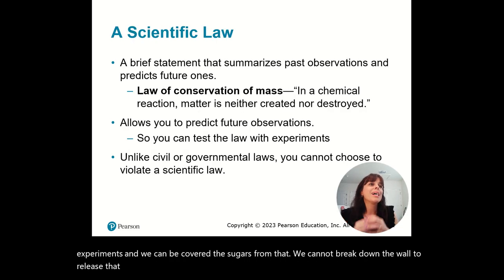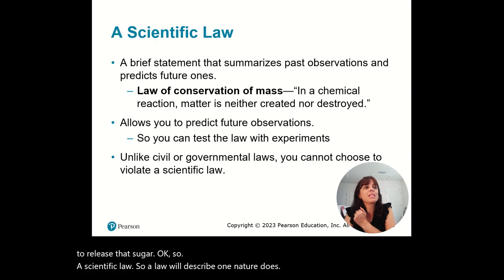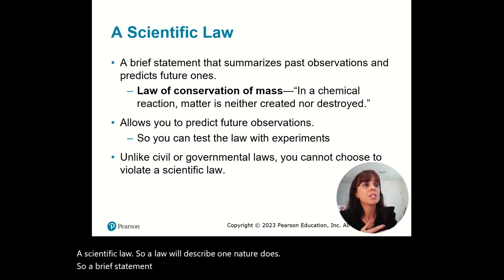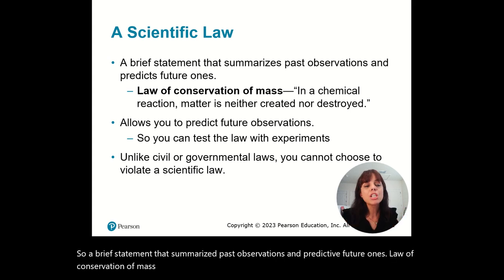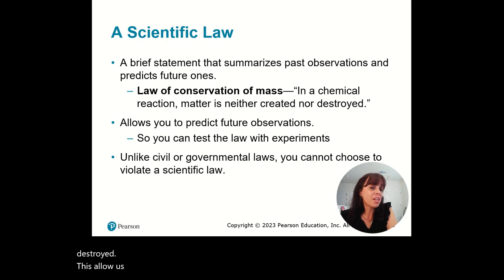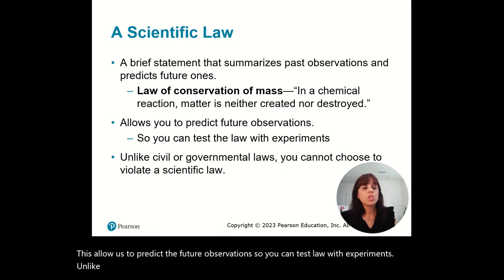Okay? So a scientific law describes what nature does. It's a brief statement that summarizes past observations and predicts future ones. Law of conservation of mass, for example: in a chemical reaction, matter is neither created nor destroyed. This allows us to predict future observations. So you can test a law with experiments. Unlike civil or government laws, you cannot choose to violate a scientific law.